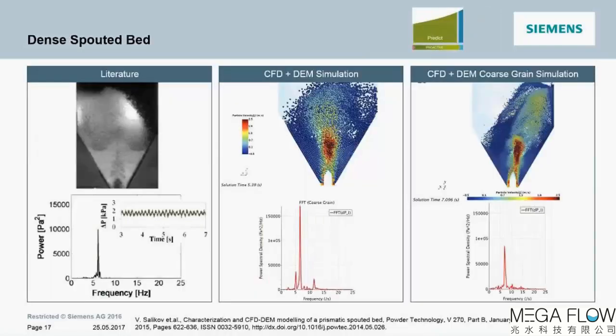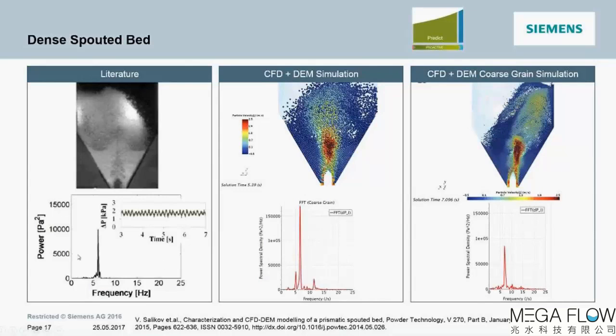Let us now look at another example, which is for a dense spouted bed. Here is a very simple validation where we see a fluid being injected from the bottom and simulation being carried out in a coupled manner between CFD and DEM. The leftmost picture is showing you an image from literature where some experimental data is reported, and the right two images are showing you two different simulations, one done using what is called a coarse grain method and the other done using all the possible particles that are in the system.